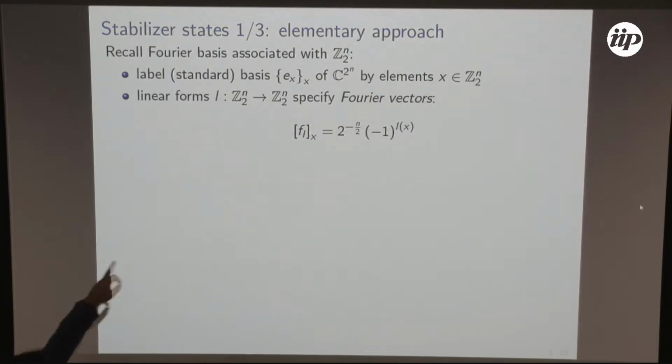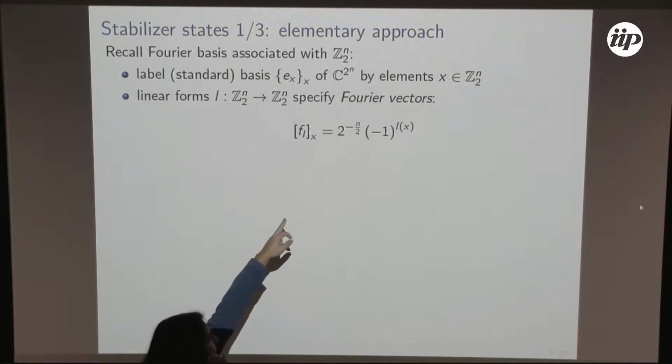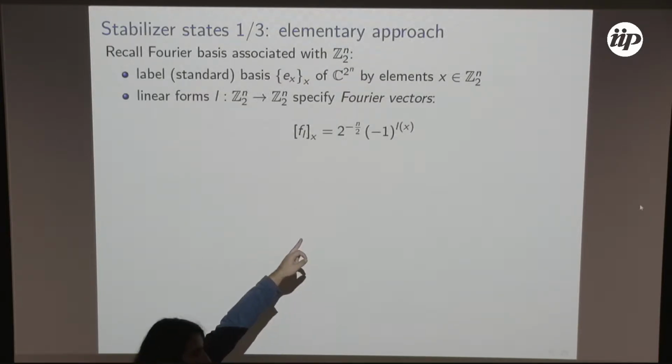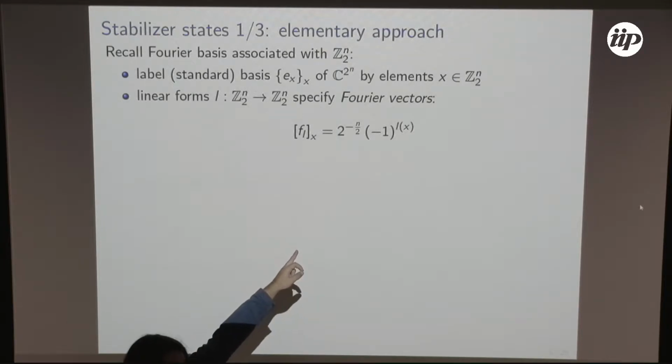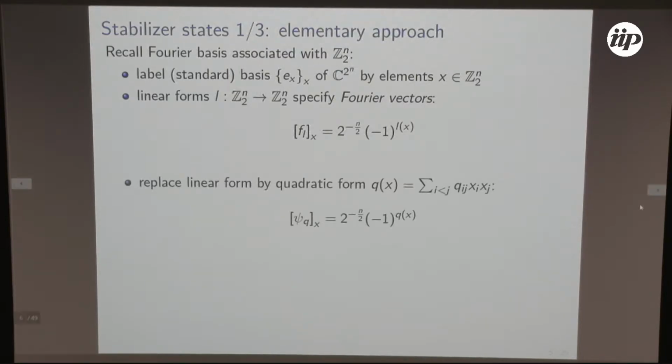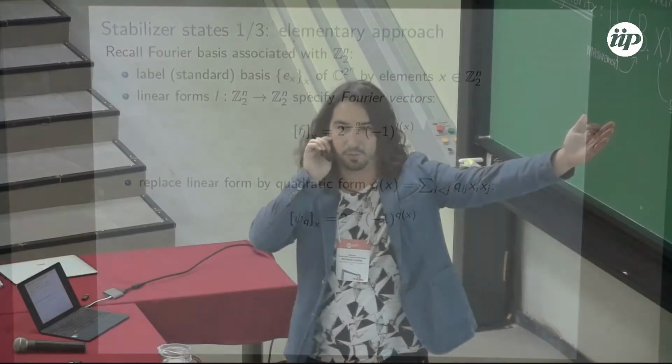And what happens is any Fourier vector is a flat vector. So this is just a normalization, 1 over the square root of the dimension, and then it's either +1 or -1, and whether it's +1 or -1 depends on a linear function on the computational basis vector that I input. So this is what Fourier vectors look like. And stabilizer states can be seen as a generalization, and the most obvious one: we replace this linear form in the exponent by a quadratic one.